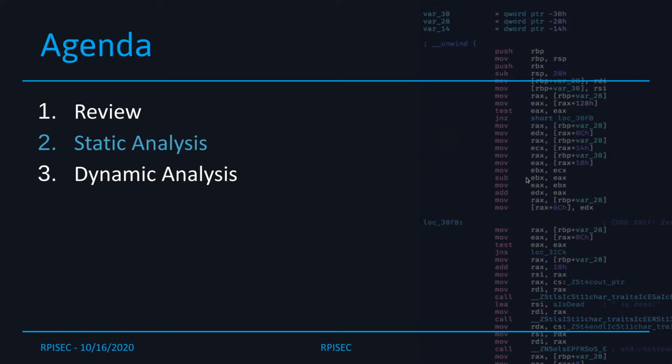So now that we've reviewed a little bit about how a program gets executed, I want to talk a little bit about how we can use this knowledge to figure out what a program is doing, and to reverse engineer a program. There are two main ways of doing that. The first is static analysis, which is where you analyze the program statically, without running it.